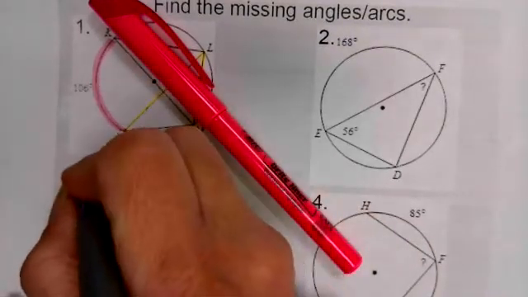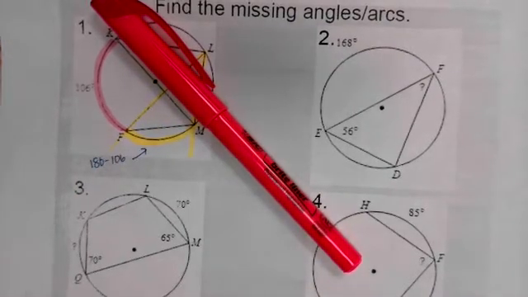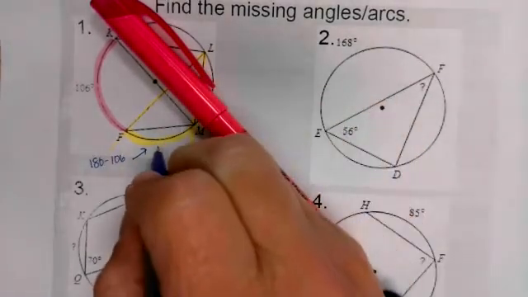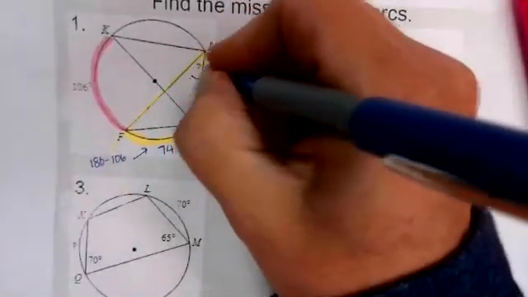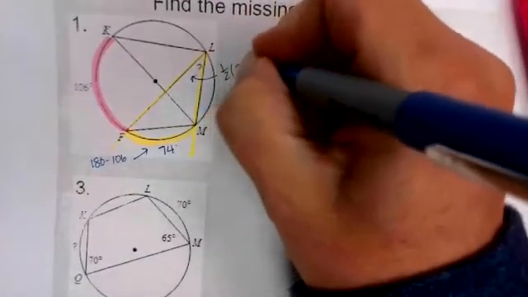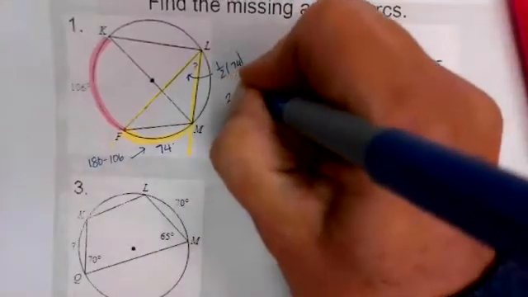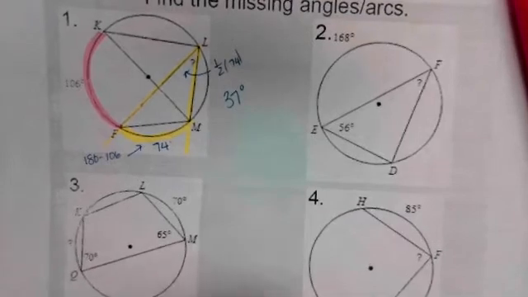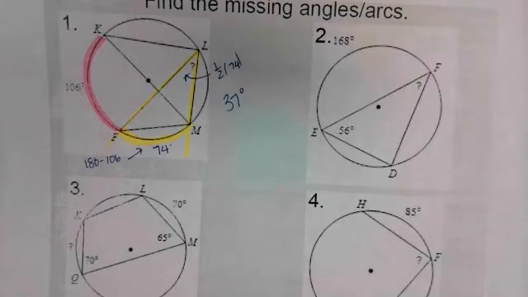So this is going to be 180 less 106. Ooh, let me check my mental math. I think that's 74. Where's my calculator? I got too much stuff on my desk. Yep, that's 74. So now I know the measure of the arc, and then my angle is going to be exactly half of 74, which is 37 degrees. So highlight what you're looking for, and then look elsewhere if you need to find something with that intercepted arc.